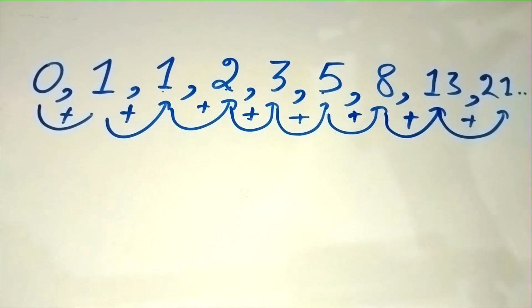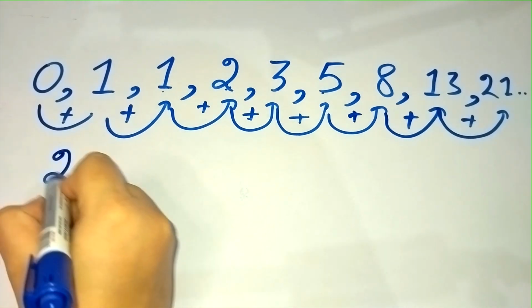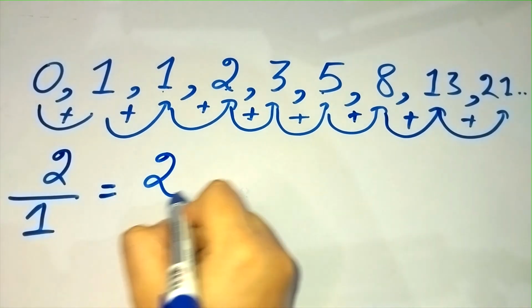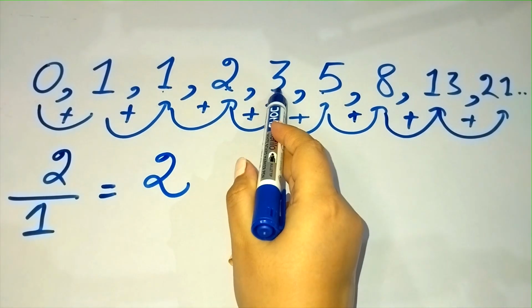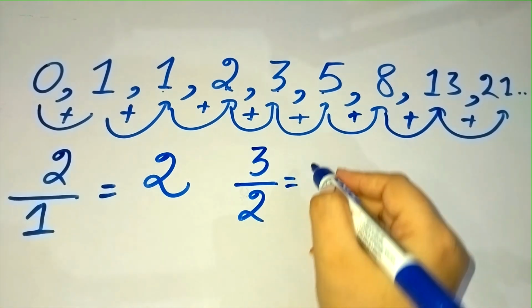Now I want to do something slightly different. Instead of looking at the numbers themselves, let's divide the consecutive numbers. For example, 2 divided by 1. So it will be 2. Similarly, 3 divided by 2 will be 1.5.